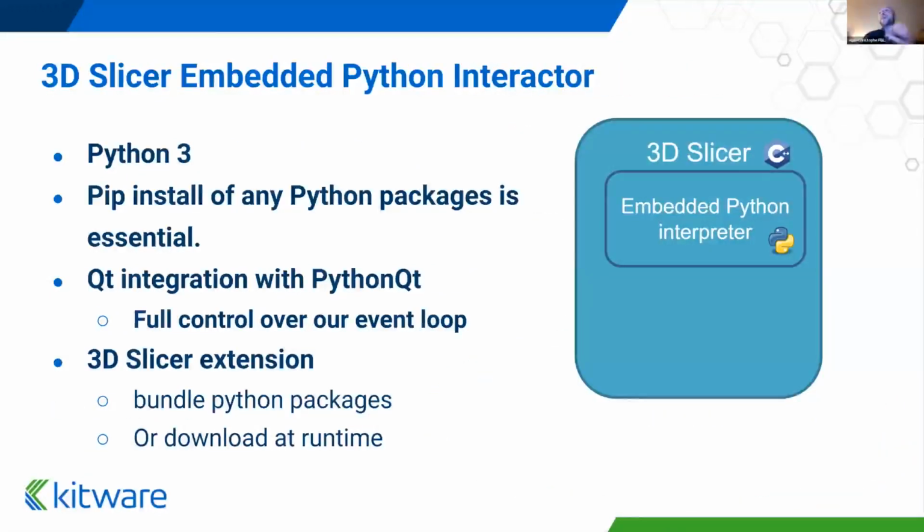To summarize, yeah, we can install any Python package inside the Slicer Python environment. It means any wheels that are available on PyPI can be installed. It's integrated by taking control, since it's a Qt application, and then the evaluation of the Python statement is done through the Qt event loop.